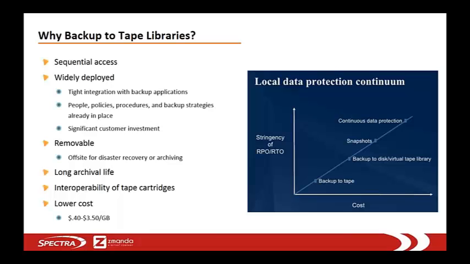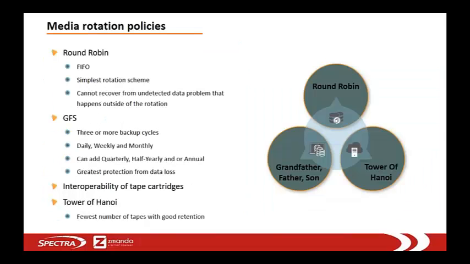As Eric touched on, it's removable. You can take it off-site. You can keep it offline, and thus protect yourself from the ransomware and any employee issues that might occur. There's a long archival life of tape. 20 or 30 years is not uncommon, and you have the interoperability that if you do suffer a tape drive failure, you can always put in a second tape drive, even from a different manufacturer, and because of the LTO Ultrium standards, you can be assured that you're able to read your data. And of course, lastly, it's the lower cost, which is much lower than disk still.